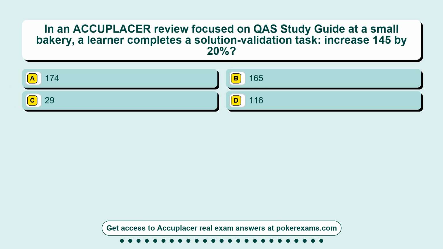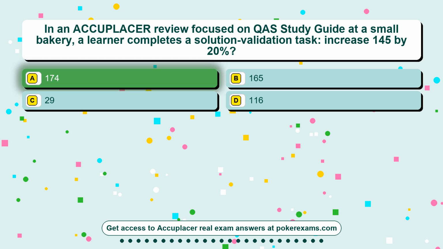Question 22. In an ACCUPLACER review focused on QAS study guide at a small bakery, a learner completes a solution-validation task. Increase 145 by 20%. Option A, 174. Option B, 165. Option C, 29. Option D, 116. The correct answer is option A, 174.